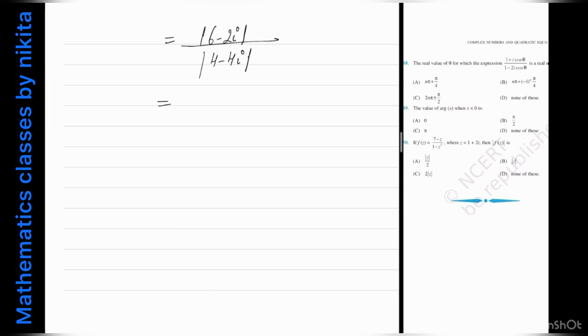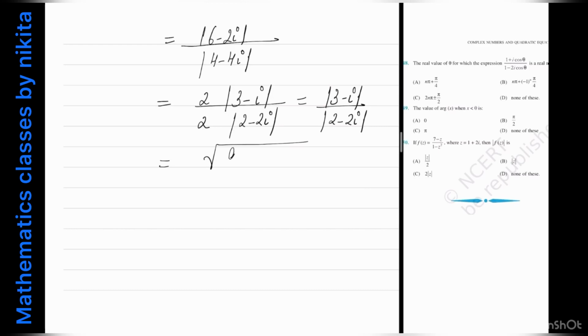iota. Now I can take 2 common, so you'll get mod of 3 minus iota, and in the denominator also you'll get 2 minus 2 iota, which is equal to mod of 3 minus iota divided by mod of 2 minus 2 iota, which is equal to under the root 9 plus 1 divided by under the root 4 plus 4, which is equal to root of 10 divided by root of 8.